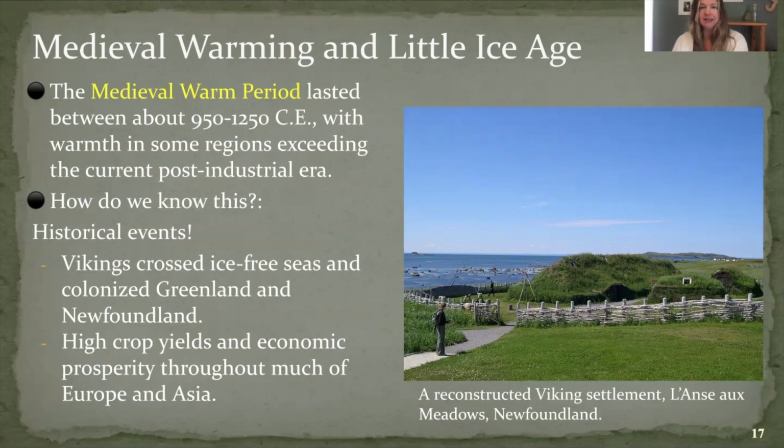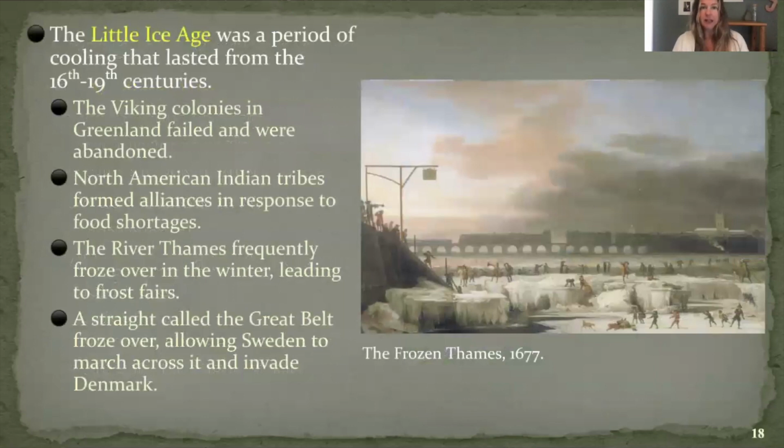So great things. The Little Ice Age was a period of cooling that lasted from the 16th to 19th century. So 16th, 17th, 18th, 19th, so about 400 years. The Viking colonies in Greenland failed and were abandoned. North American Indian tribes formed alliances in response to food shortages. So these are all different events that support the evidence that there was a Little Ice Age.